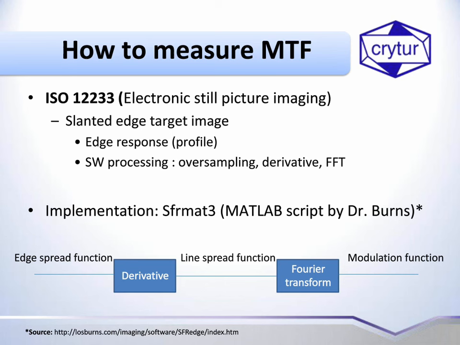So let's see what the slanted edge technique is about. It's actually defined by ISO 12233. It's about electronic still picture imaging, and it tells us how to measure the MTF of the system. So we need a slanted edge target image. We need to image it and then do some processing of the signal, where the implementation could be done in MATLAB, such as a script by Dr. Burns, who developed a script that is able to count line pairs per millimeter from the image. So by imaging the slanted edge, we derive the edge spread function. We take the derivative to have the line spread function, and then by Fourier transform, we have the modulation transfer function, which is the final verdict on the system.